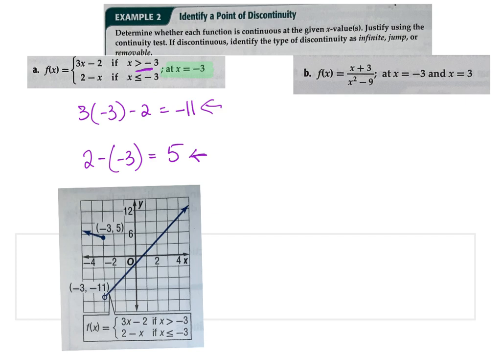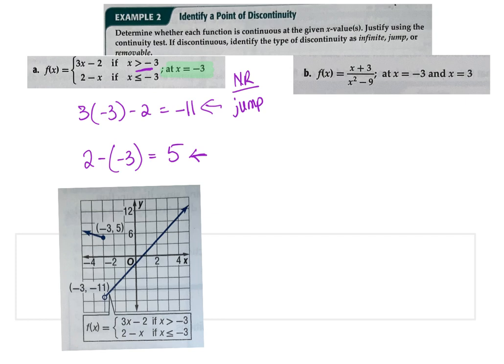All right. What type of discontinuity? Well, this is a non-removable. So it's either an infinite or a jump. All right. In this case, it's a jump. It literally goes from -11 and it jumps to +5. So this is going to be a non-removable, which means it is either a jump or an infinite. In this case, a jump. This is a jump. Okay? Let's look at the next one.